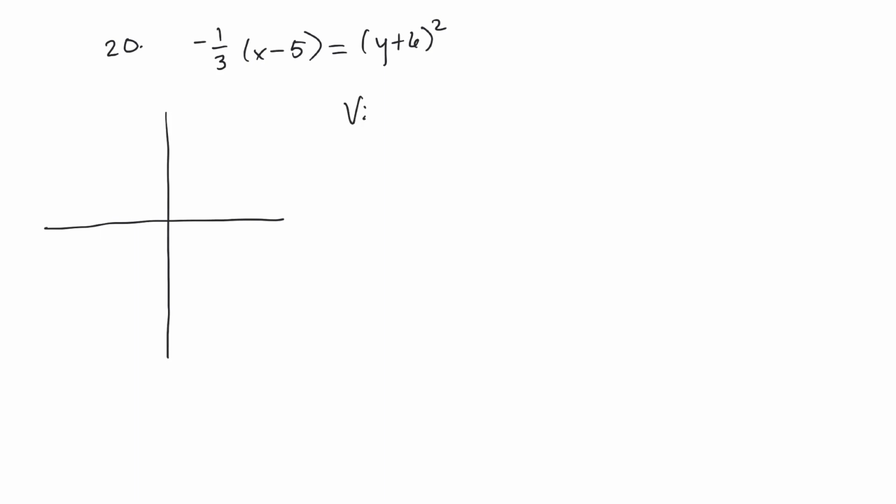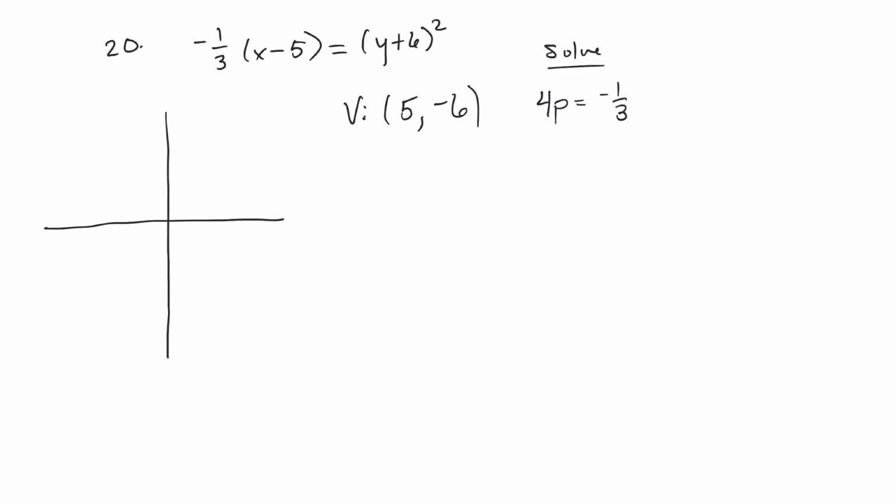Things we're going to need to know. Vertex. What's the vertex here? It's always the opposite of your signs: 5, negative 6. The x coordinate comes from the x term, y comes from the y term. That's pretty easy to do. Okay? The next part. What is p in this problem? Would it be 1/12? We always solve for p using this method.